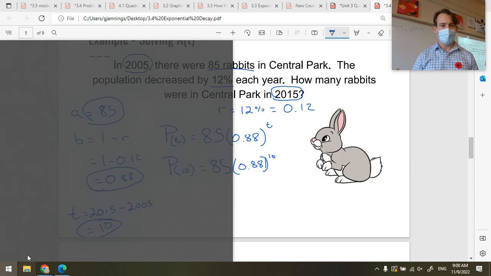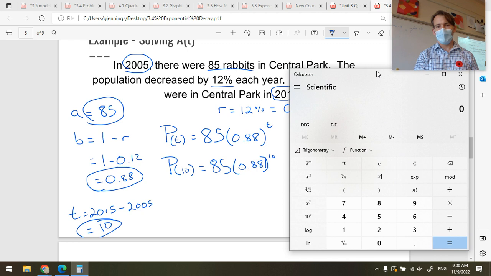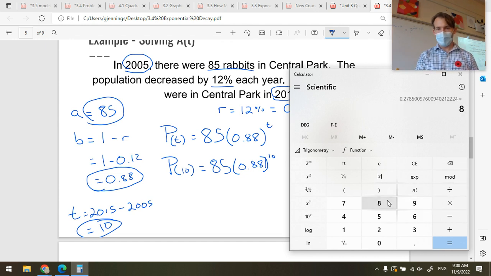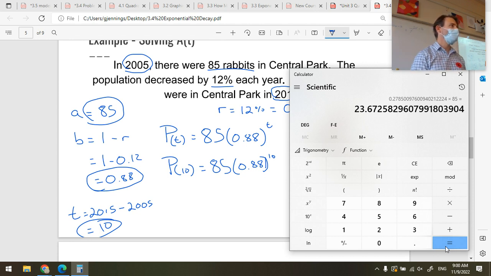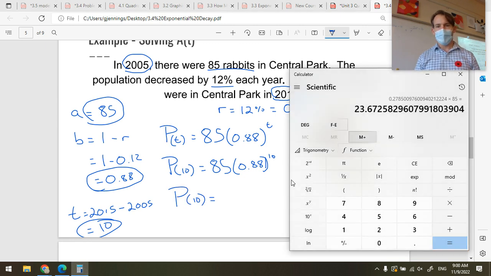And then we get out a calculator. And we do that on a calculator. My goodness, you need a calculator. So, 0.88 raised to the power 10. Do the exponent first. We have, there will be 28% roughly of the total bunnies after 10 years. Multiply this by the initial amount. There we go. There will be 24 bunnies, give or take. This is a predictive model. You don't need to worry about the fractional bunnies, just round. 24 bunnies.